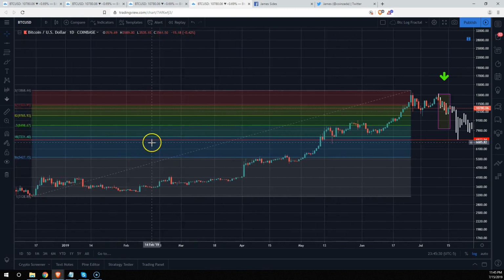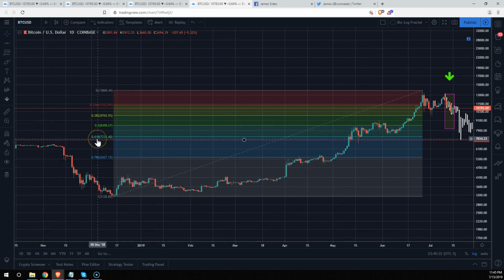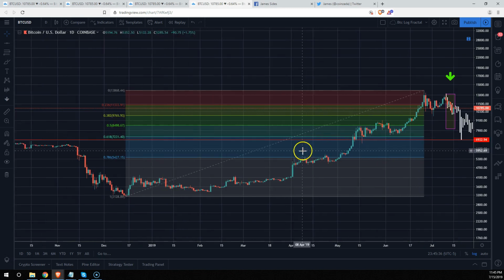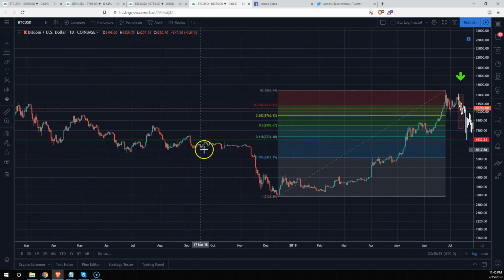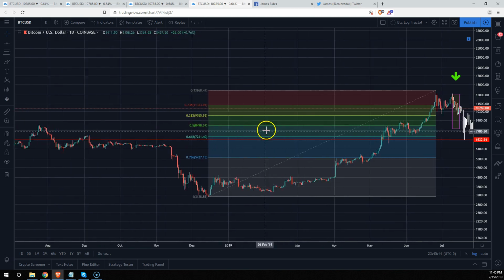Not only that, but it's just under our 61.8 fib level. Okay, so that's a really important Fibonacci level. So that level makes sense. And if we go back and look, you can see that it did act as support in the past and also act as resistance. Okay, so that's a legit level.